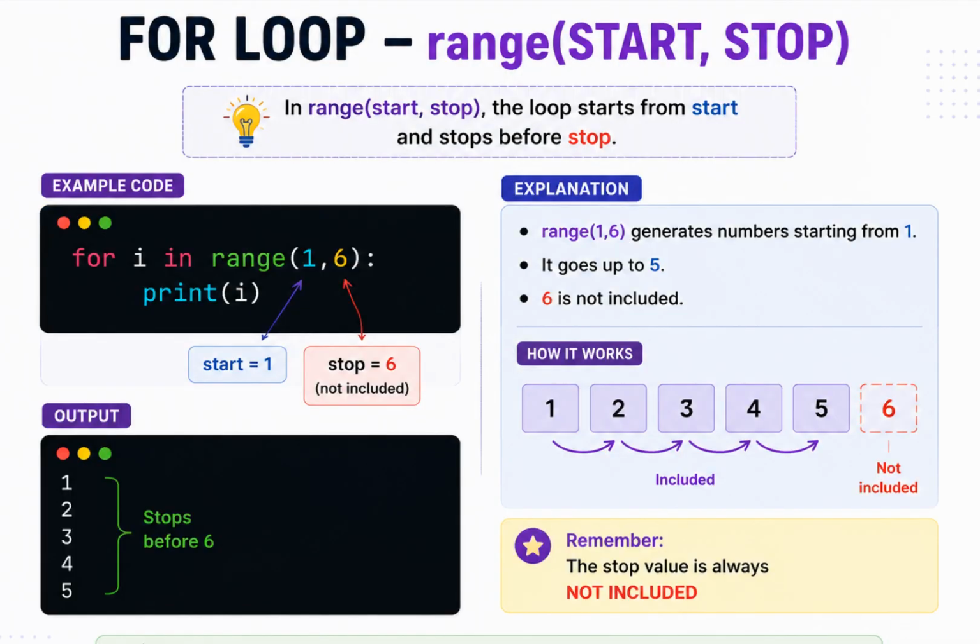Now let's learn another form of the range function. This time we use range(start, stop). For example, range(1, 6). Here the loop starts from 1 but it stops before 6. So the output is 1, 2, 3, 4, 5. Notice that 6 is not included. A simple trick to remember is: start is included, stop is not included.